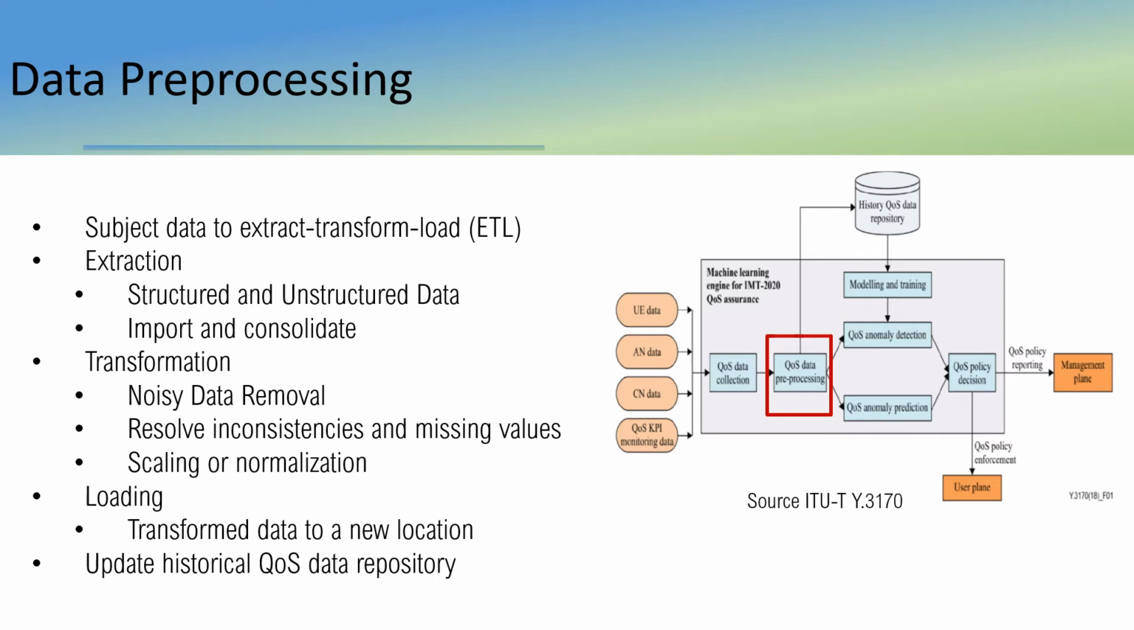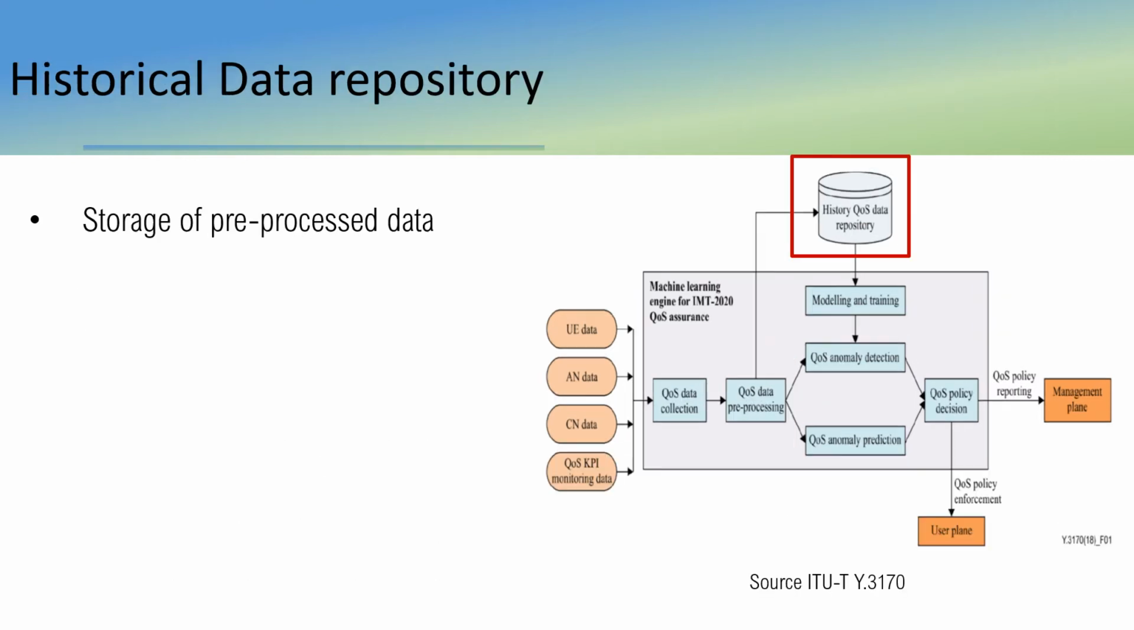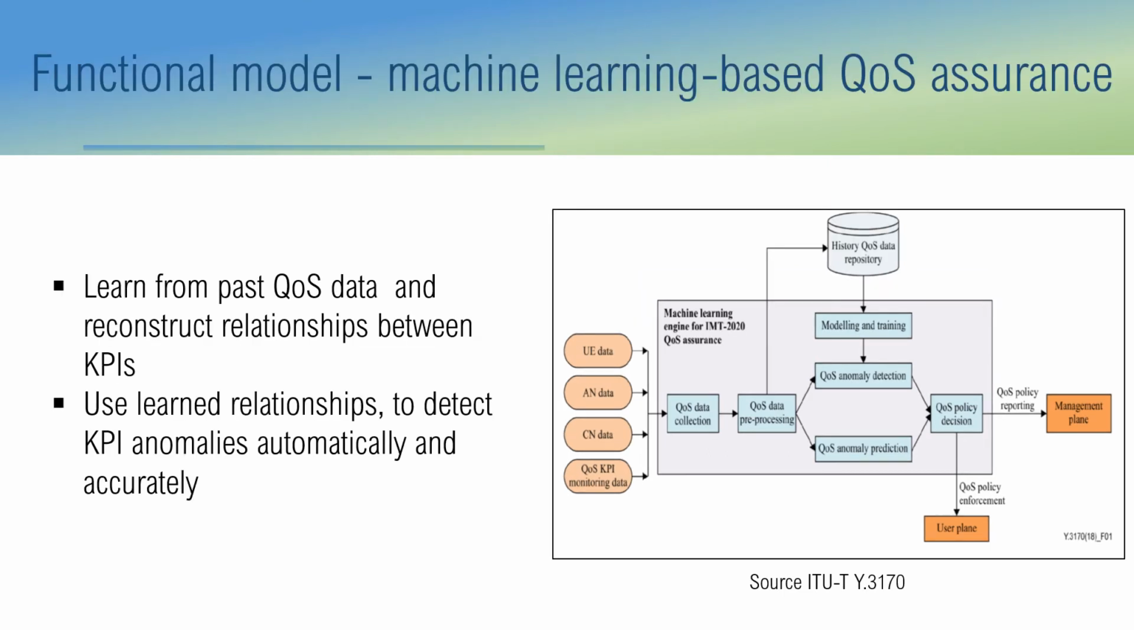So finally, the historical QoS data repository is loaded with the transformed data. The data repository is storing the preprocessed data. So we have so far collected data and preprocessed data. So the next step is to analyze the preprocessed data so that we can establish a baseline or normal behavior. So once we know the normal behavior of these KPIs, we can detect any deviations from the normal behavior.